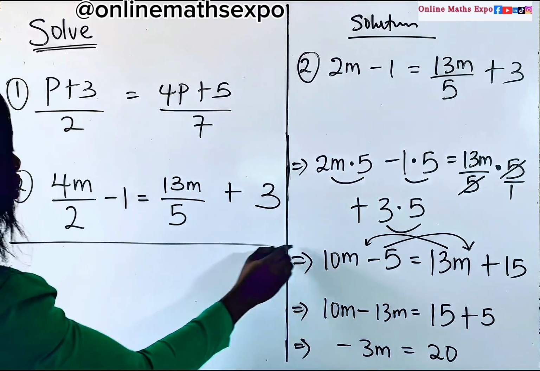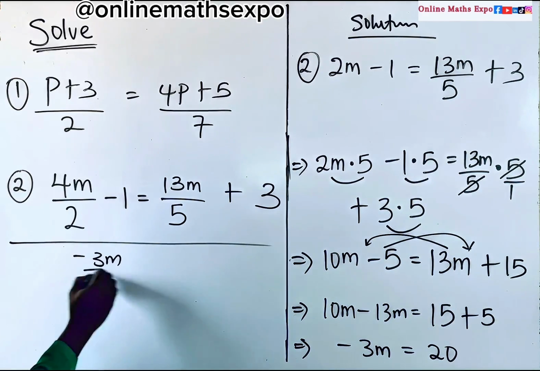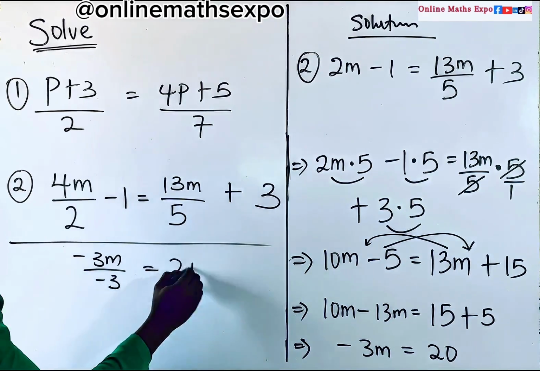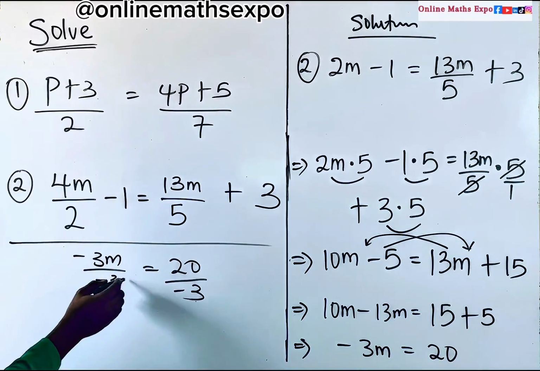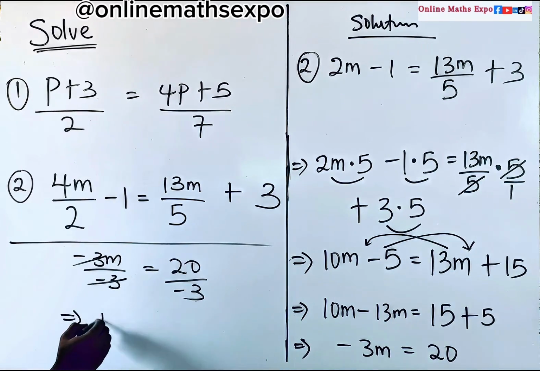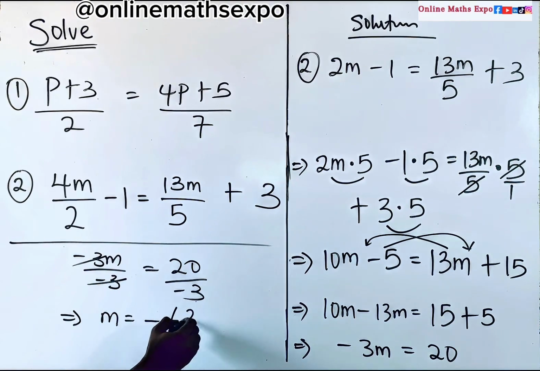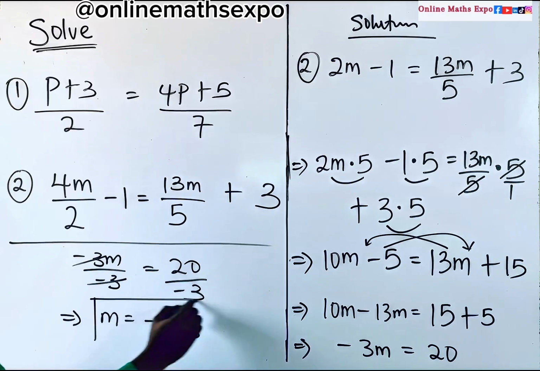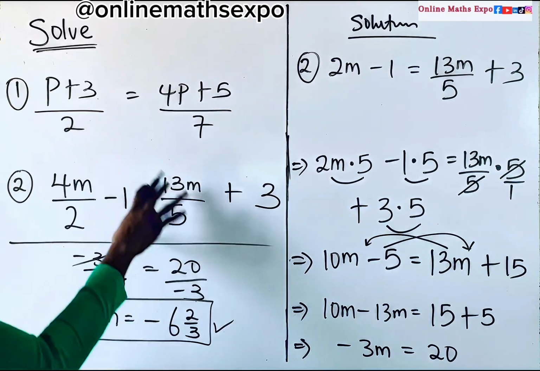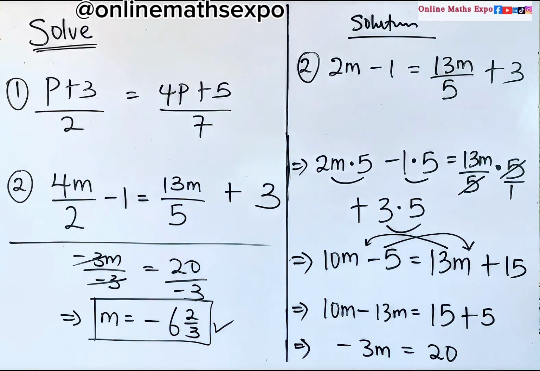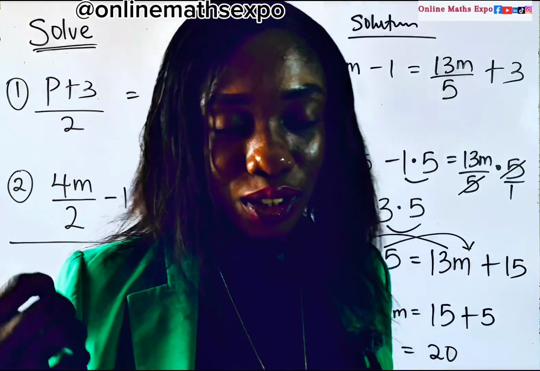So in that case, we are going to have negative 3m divided by negative 3 is equal to 20 divided by negative 3. This we cancel. So we have m equals negative 6 and 2/3. So this gives us the value of m for solving this equation. And this is the last to deal with on this.